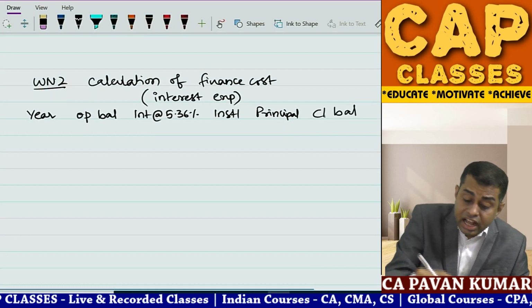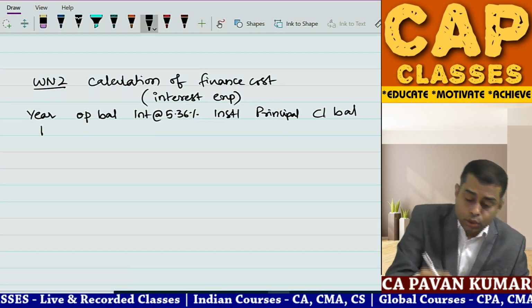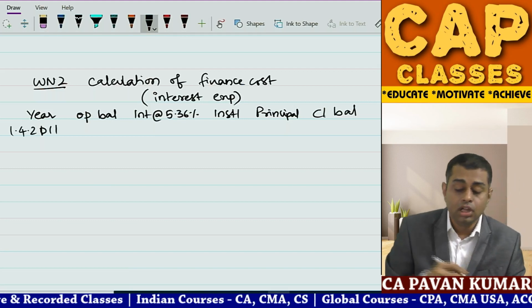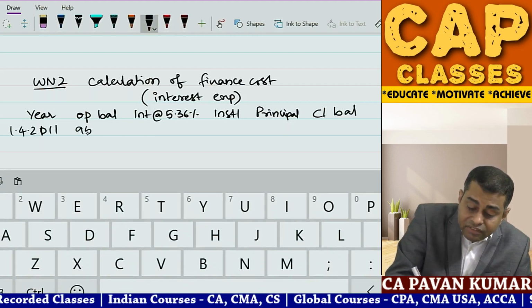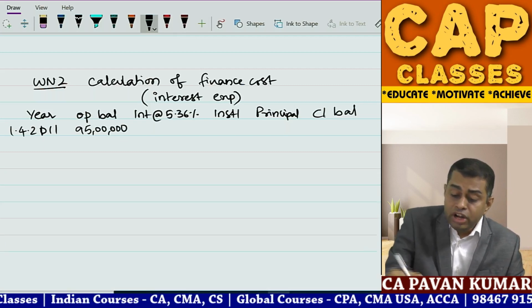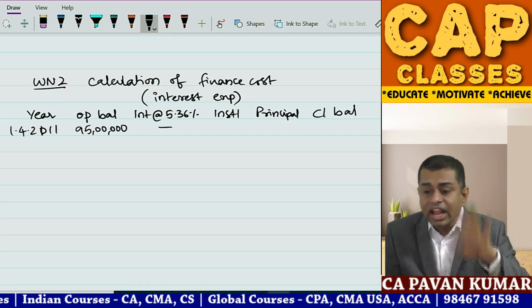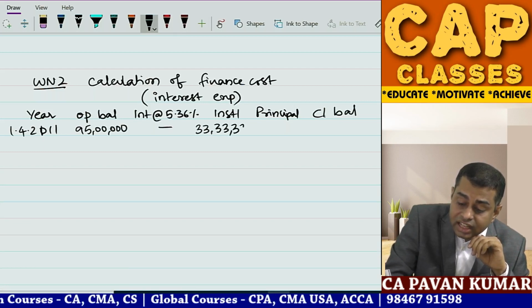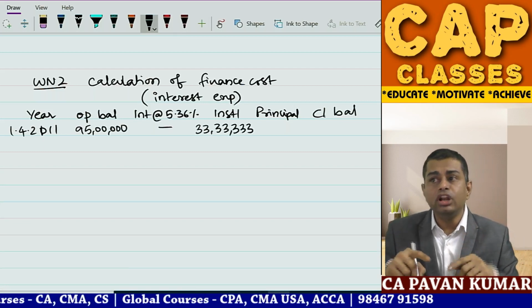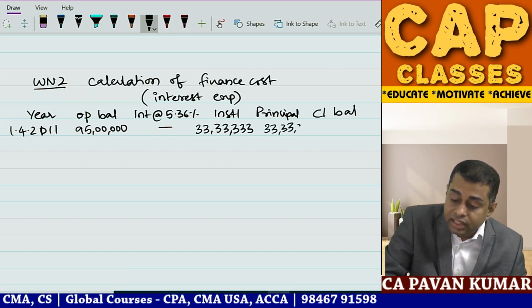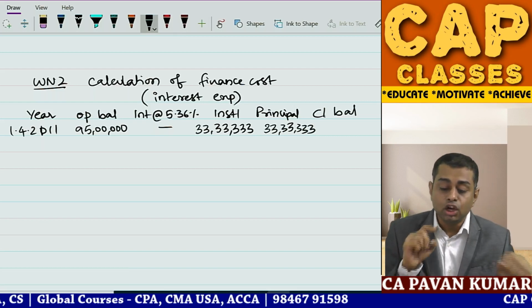Okay, year 1, or you can write 1/4/2011. Opening balance is 95 lakhs. I don't need to pay any interest now because today I have paid the first installment of 33,333. So this full amount is towards principal amount only. 33,333. So what is the closing balance?